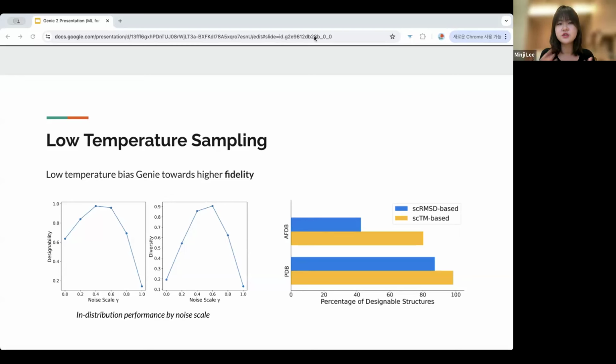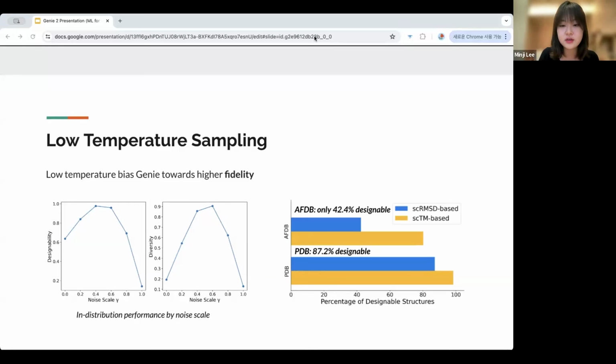Then this leads to the next question: why does low temperature sampling give us higher designability? To investigate this, we ran our self-consistency pipeline on 1,000 randomly chosen structures from AFDB, our training data set, and PDB. First, we observed that only 42% of AFDB is designable, which means only 42% get self-consistency RMSD less than 2 and pLDDT greater than 70.